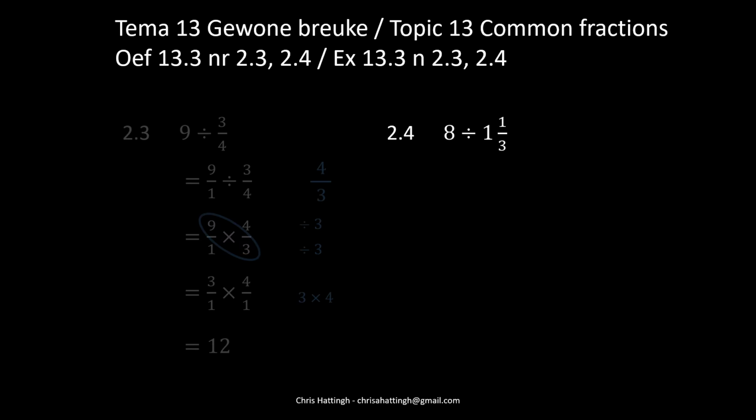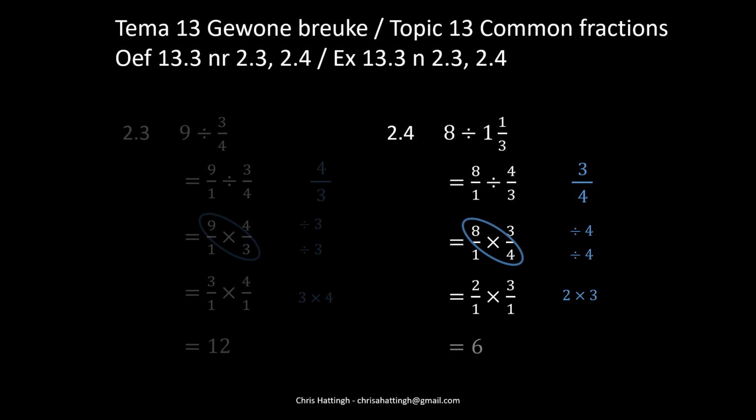Eight divided by 1 1/3. The first thing you need to do is convert the mixed number to an improper fraction. So now you're going to divide with 4 over 3. You're going to use the inverse. So the 4 over 3 will change to 3 over 4. And you're going to multiply now with 3 over 4. You can simplify the 8 and the 4 by dividing by 4. So 8 divided by 4 gives you 2. 4 divided by 4 gives you 1. So now you sit with 2 over 1 times 3 over 1, or just 2 times 3. That gives you 6.